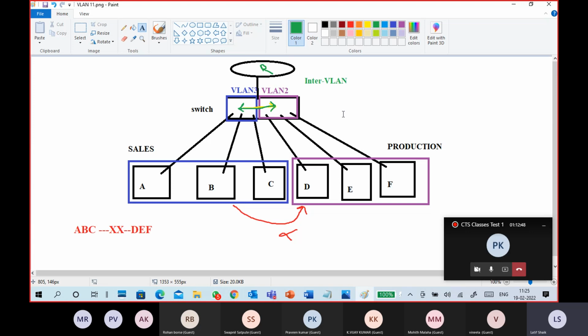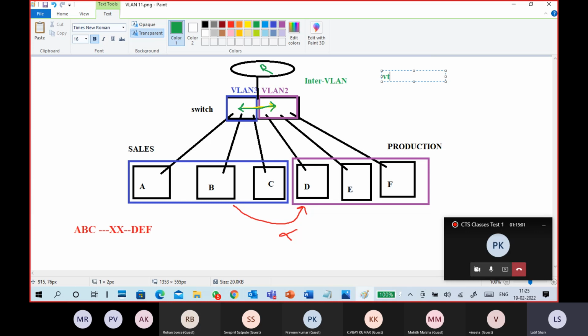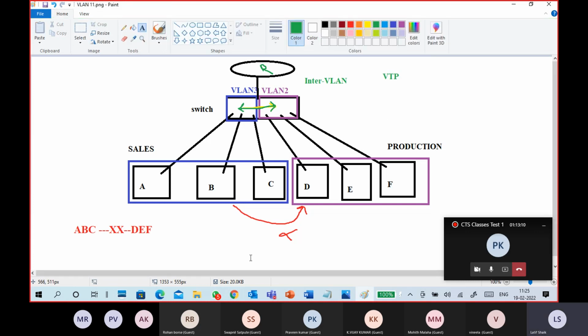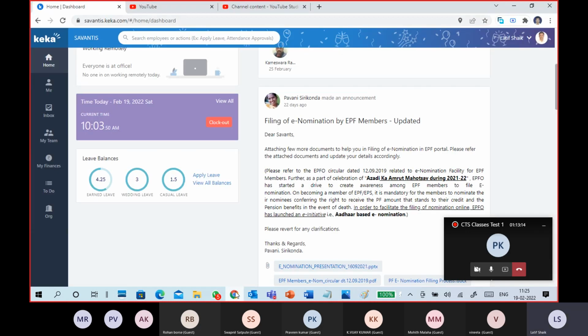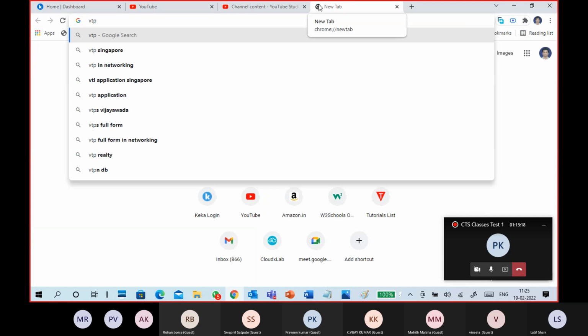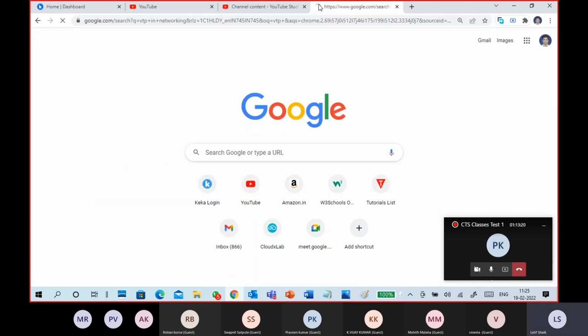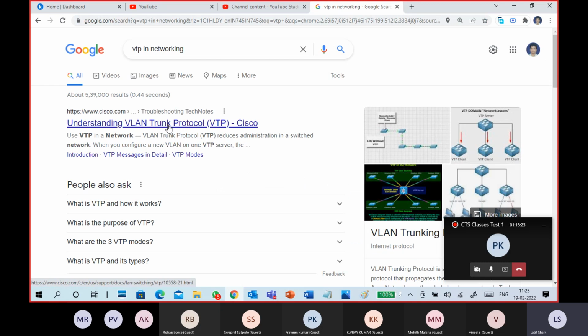In practice it is a little different. Multiple switches are used in a communication, right? So for that we also configure VTP. There is a word called VTP, VLAN Trunking Protocol. If you are using multiple switches in the same logical network, that is VTP in networking. So VLAN Trunking Protocol.